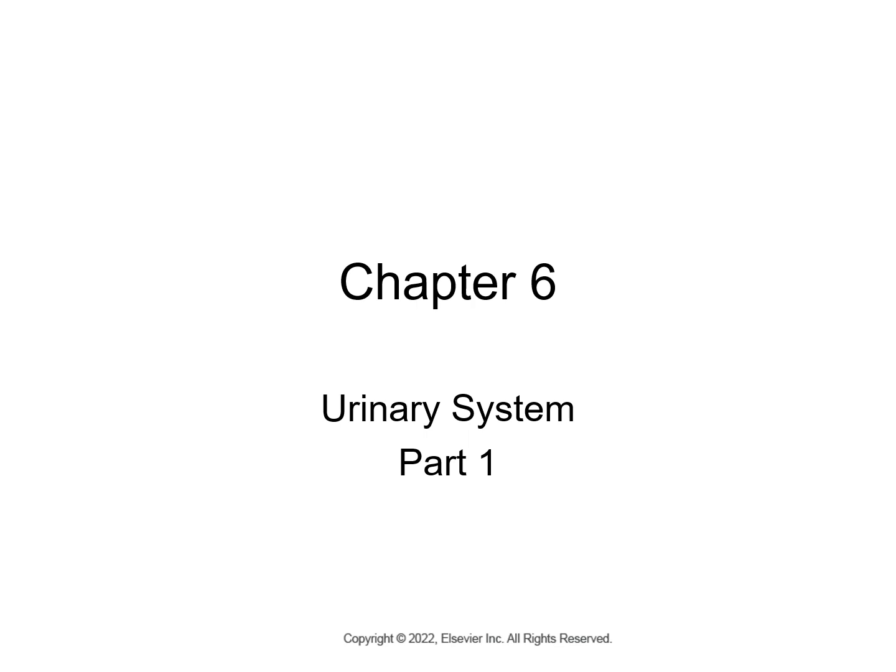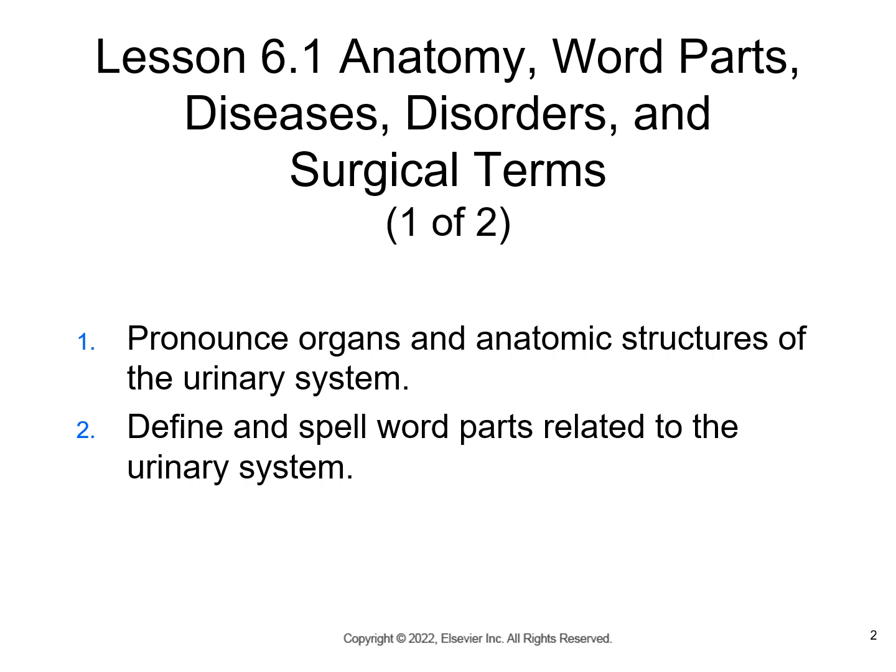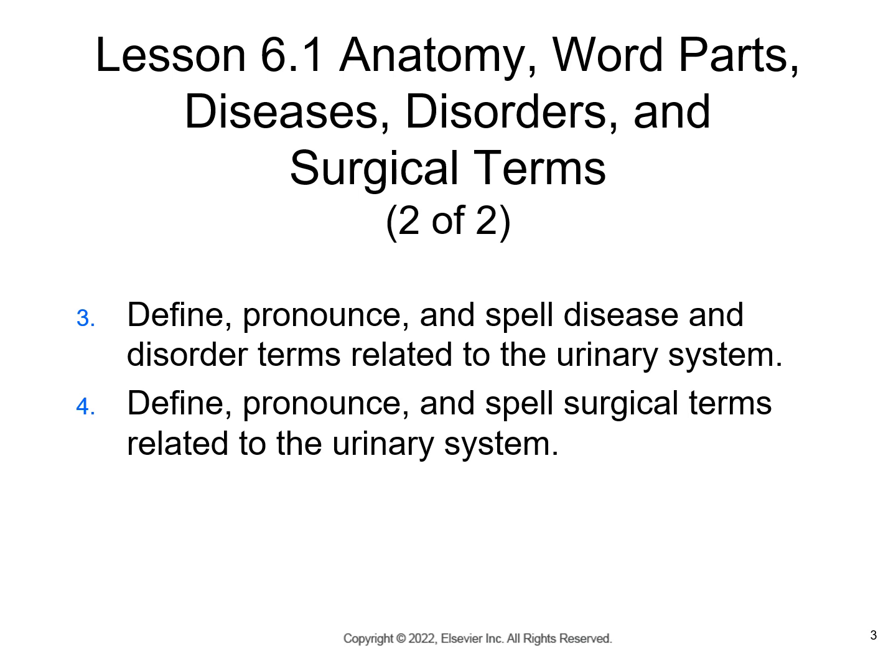Chapter 6, Urinary System. In Chapter 6, we're going to pronounce organs and anatomical structures in the system. We're going to define and spell word parts related to the system. We're going to also define, pronounce, and spell disease and disorder terms, and also surgical terms related to the urinary system.